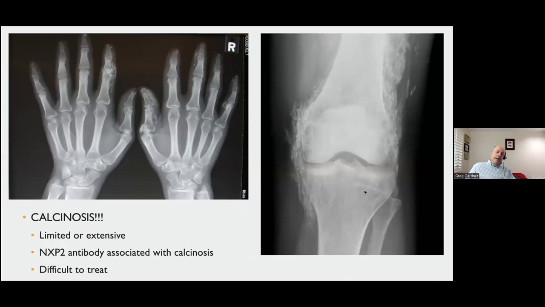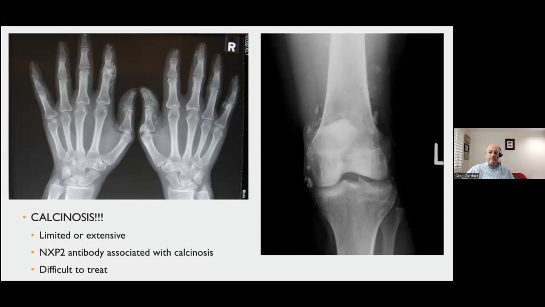On the knee x-ray is one of my patients, actually, who had dermatomyositis. And I put him on the Garner calcinosis concoction. And this is what happened. Yay, actually it worked. It often doesn't work very well. But in this case, it did. And she's doing quite well at the current time.